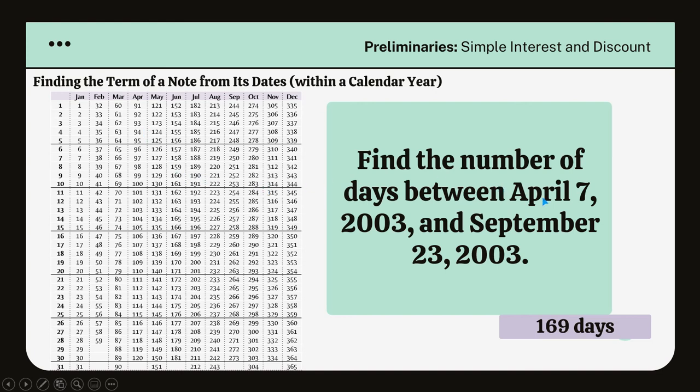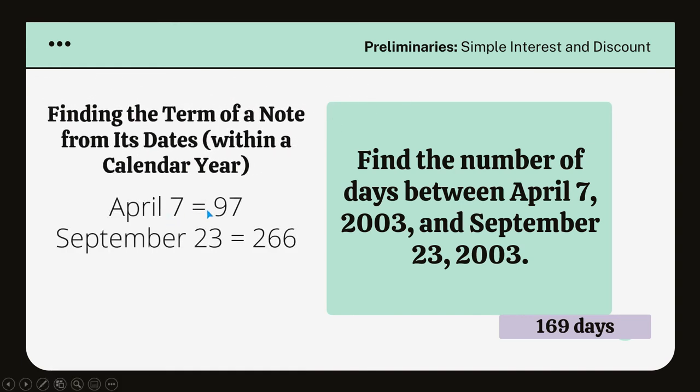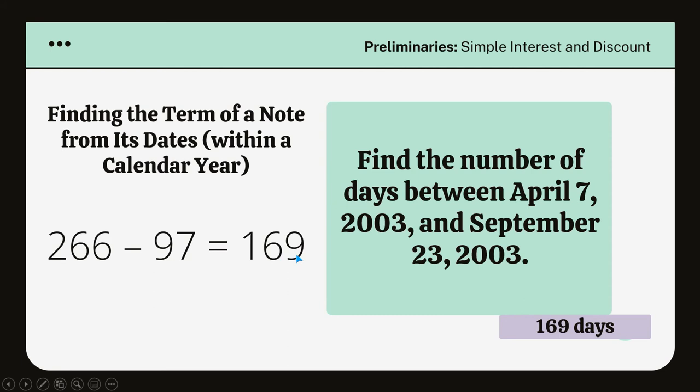Okay? So, now we're going to look for April 7 and September 23. April 7, there we go, that's 97. And then September 23, as you can see, September, and then go for 23 over here. That's 266. Therefore, we just subtract those. April 7 is 97, September 23 is 266, subtract them, you will get 169. Okay?